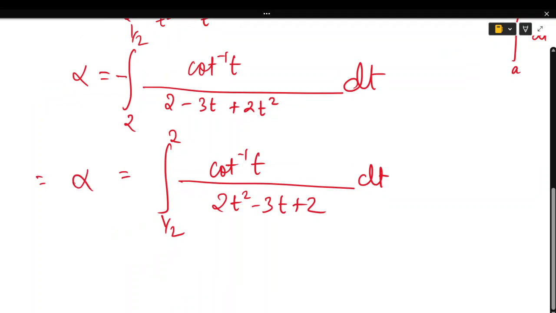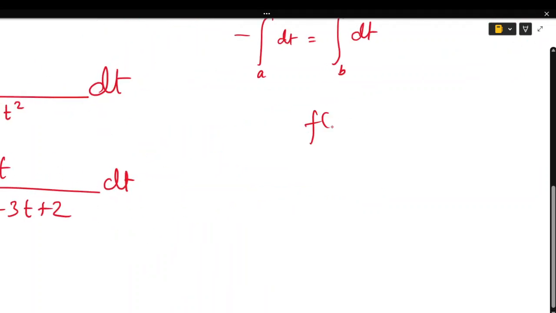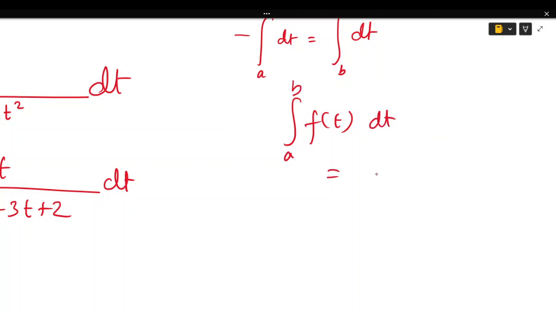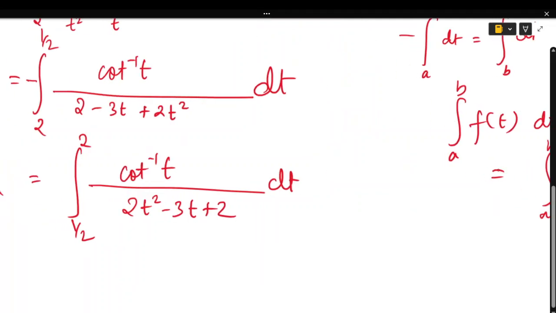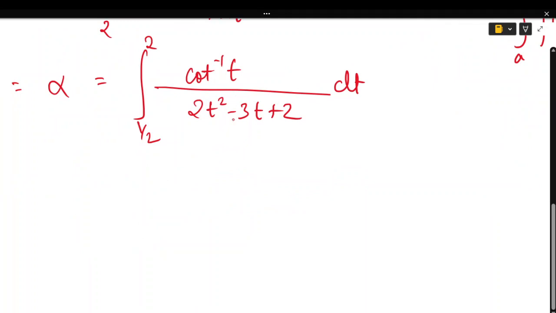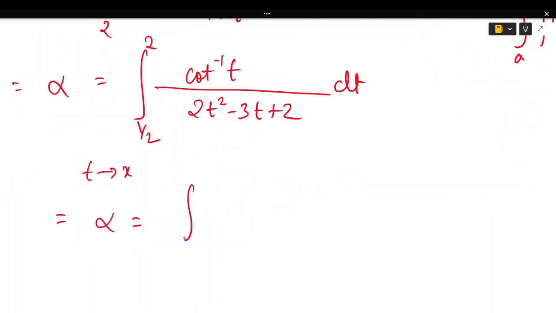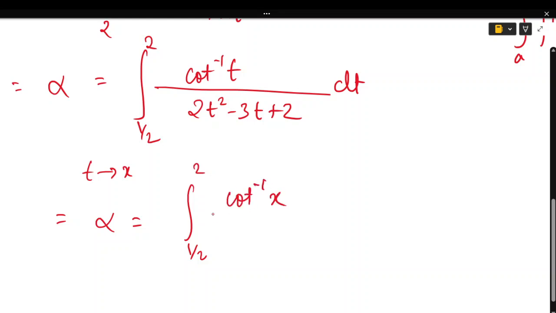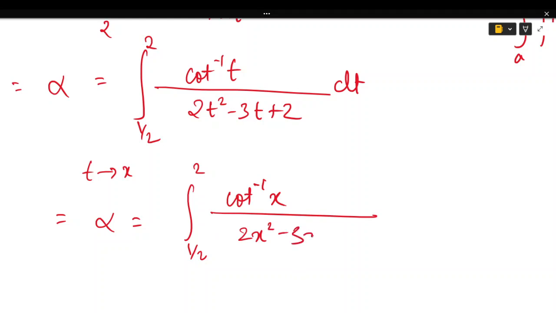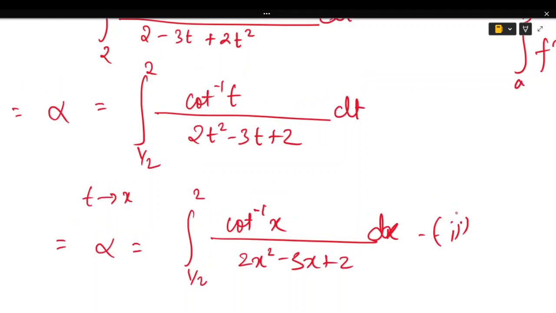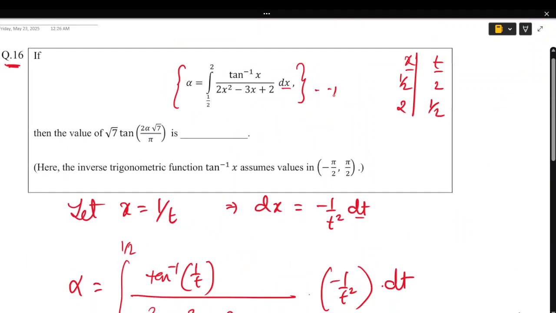And by the property of definite integral, if f of t is a function from a to b, we are defining the definite integral, and if we change the variable, there is nothing change in the value of the definite integral. So if we replace t by x, we get alpha is equal to integration 1 by 2 to 2 of cot inverse x upon 2x square minus 3x plus 2 dx. This is your equation number 2, and this is your equation number first.